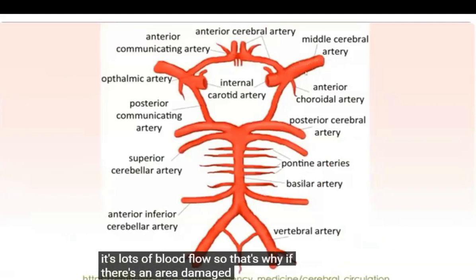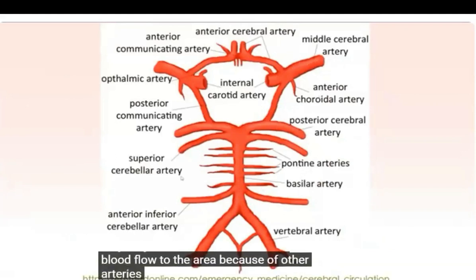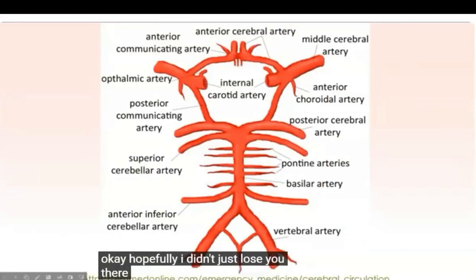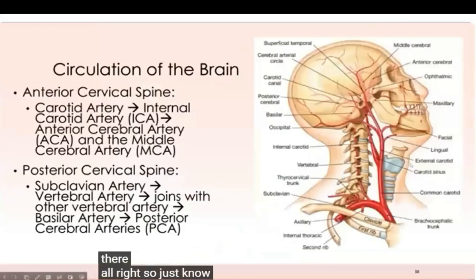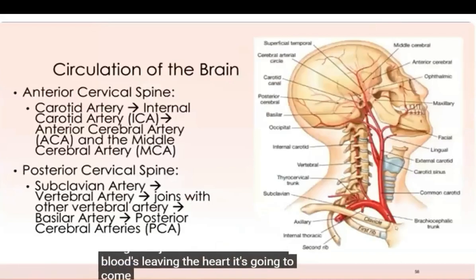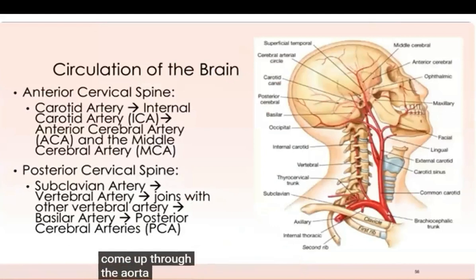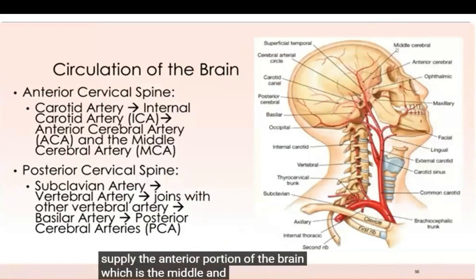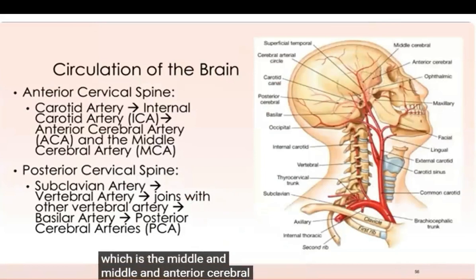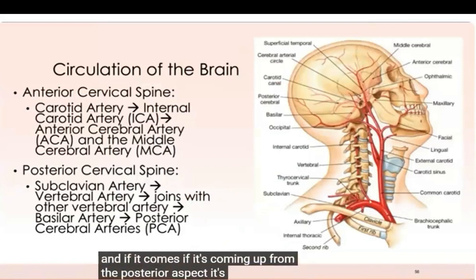That's why, if an area is damaged, it may still be able to have some blood flow because of other arteries. Hopefully I didn't just lose you there. Just know that when the blood leaves the heart, it comes up through the aorta and goes into the subclavian artery. It splits into the carotid and the vertebral artery to supply the anterior portion of the brain, which is the middle and anterior cerebral arteries. And if it's coming from the posterior aspect, it's coming up through the vertebral artery.